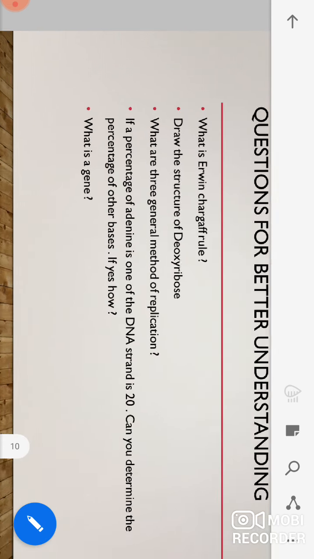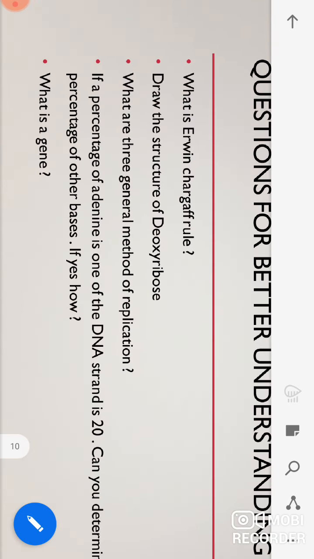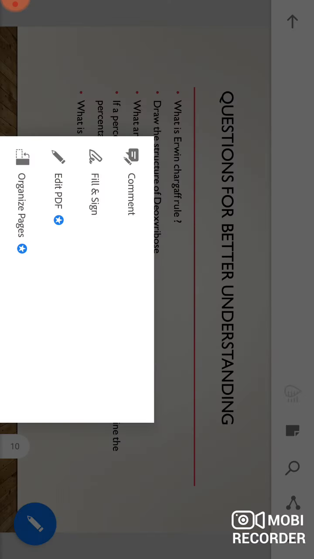And here are questions for better understanding. The Chargaff rule is a very important question, and it's very simple. Adenine pairs with thymine by double bond, and guanine pairs with cytosine by triple bond. And draw the structure of deoxyribose. This is a question asked many times. I told you, deoxyribose is a type of pentose sugar. Pentose sugar is of two types, deoxyribose sugar and ribose sugar.